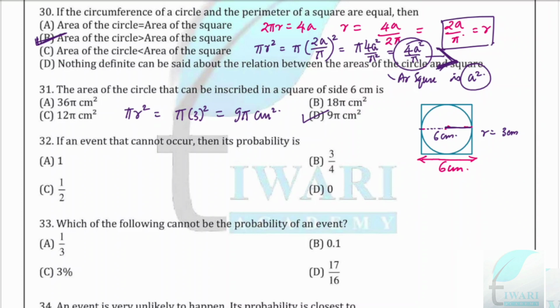Question number 32. If an event cannot occur, then its probability is what? An event which cannot occur is also called an impossible event, and the probability of an impossible event is always equals to 0. So the answer is option D, that is 0.